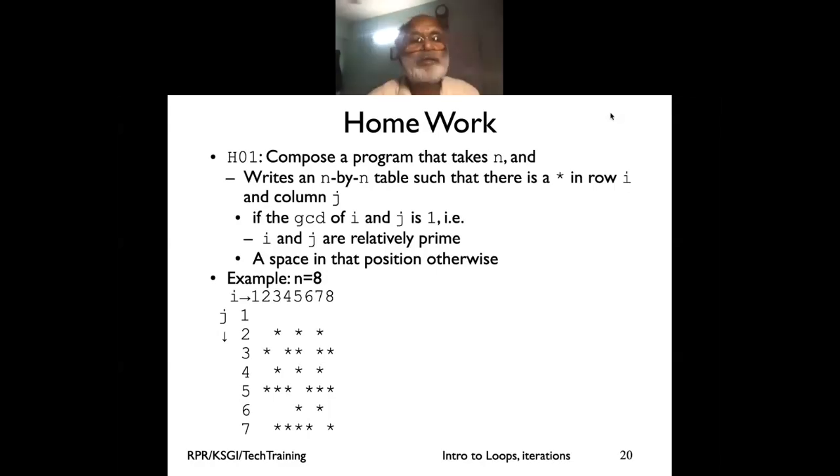So first is compose a program that takes n as an input. Either you can do it through a program or write an n by n table such that there is a star in row I and column J if GCD, greatest common divisor. For example, if you look at 3, 6, the greatest common divisor is 3. If I were to take 6, 8, the greatest common divisor is 2.